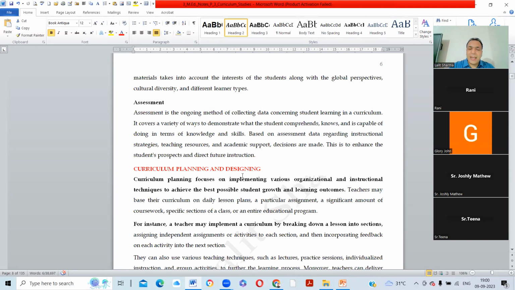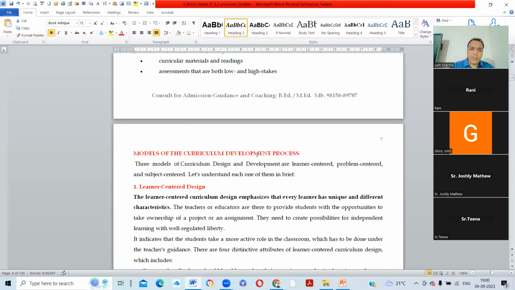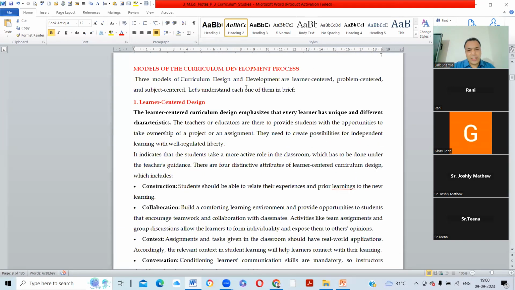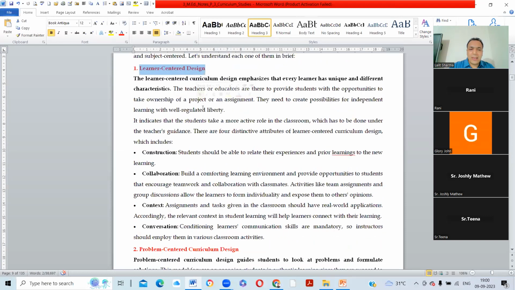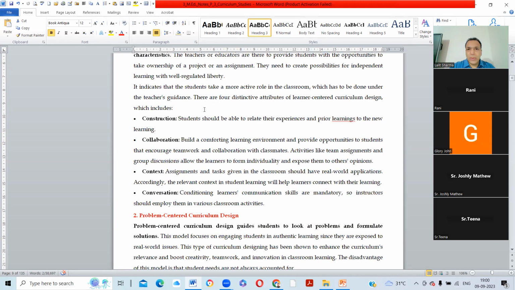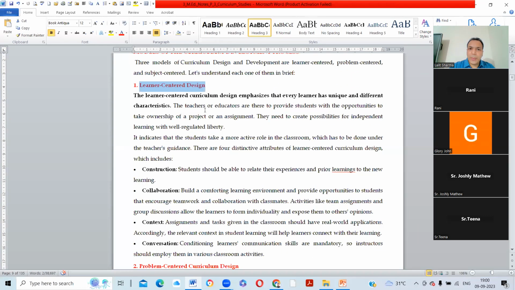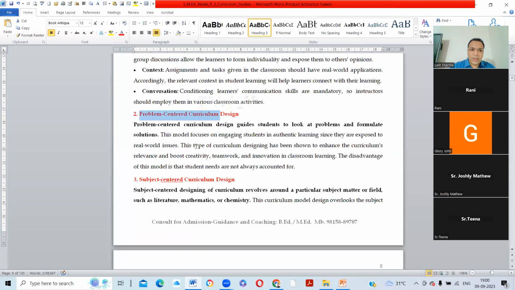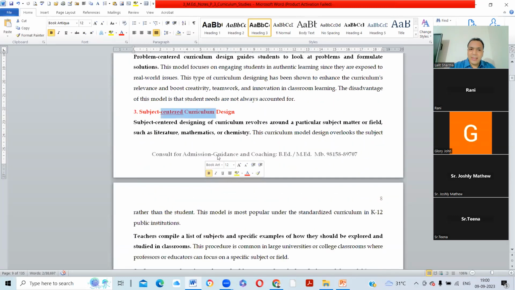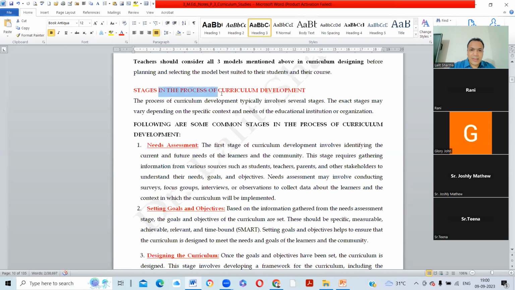Curriculum planning and designing, right? वो सारा philosophical thoughts वगैरह we have to enter. ये देखो model, we have to talk about models. Learner centered design, है ना? We have to develop a curriculum according to the need of the learner, it should be learner centered, problem centered, subject centered. So these all things. And stages in the process of a curriculum development.